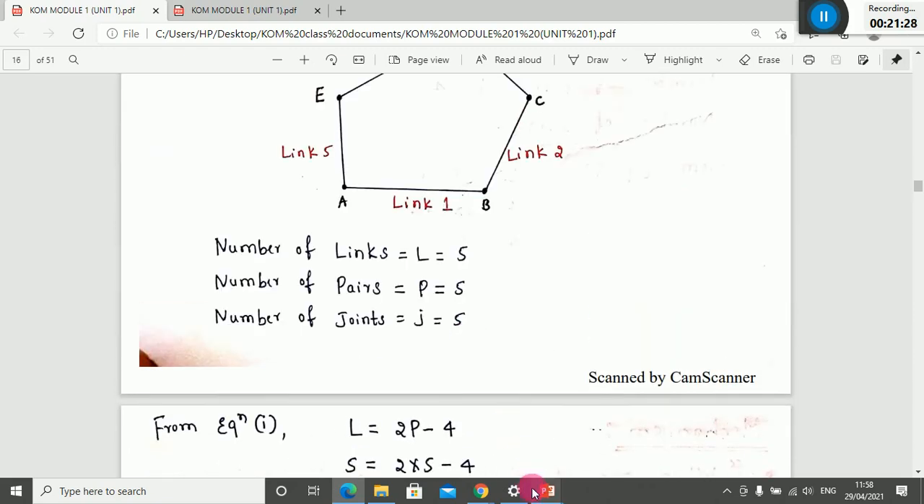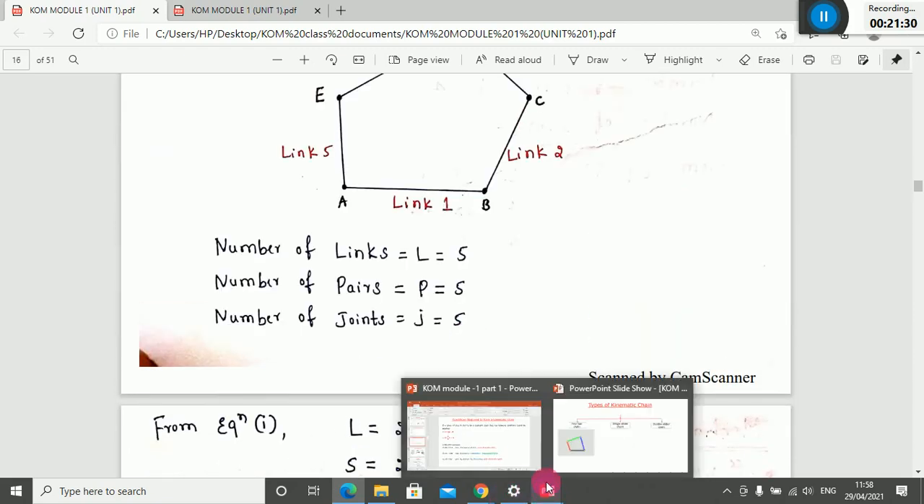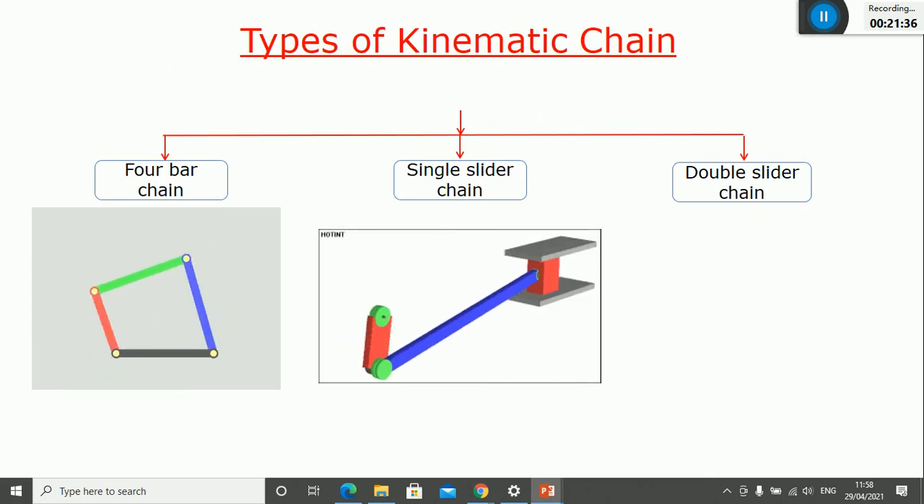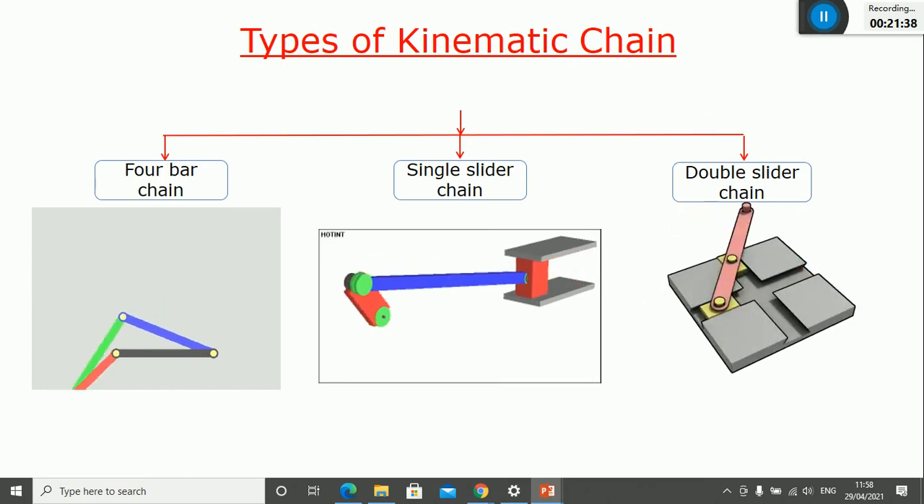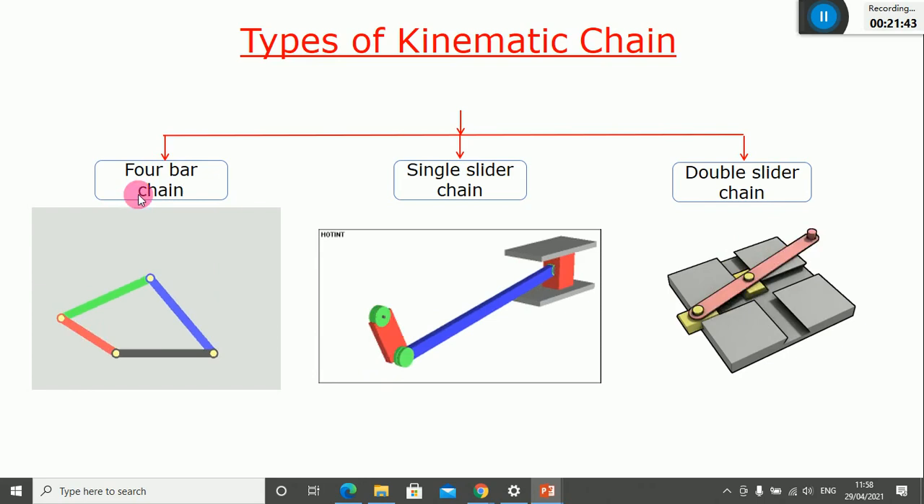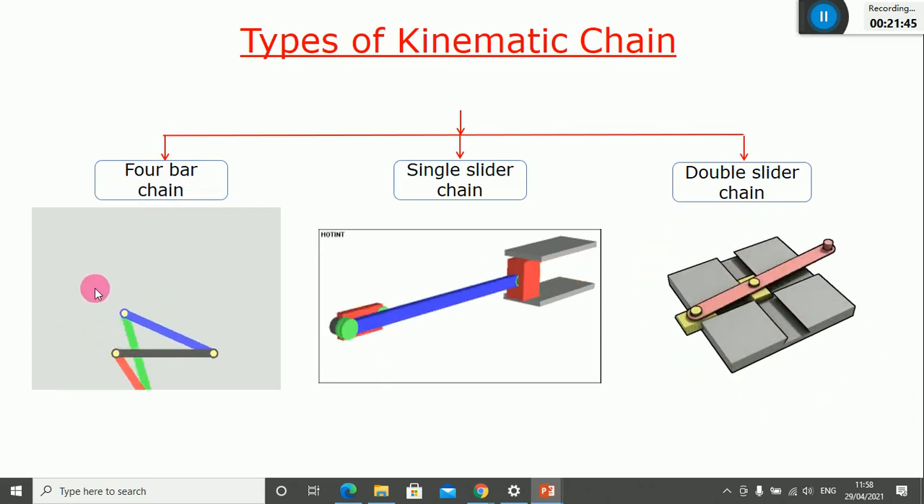And if it is clear, I'll go to the types of kinematic chain. Please take this heading for your syllabus. For your syllabus, there are 3 types of kinematic chain. One is a 4-bar chain, which is having 4 links.